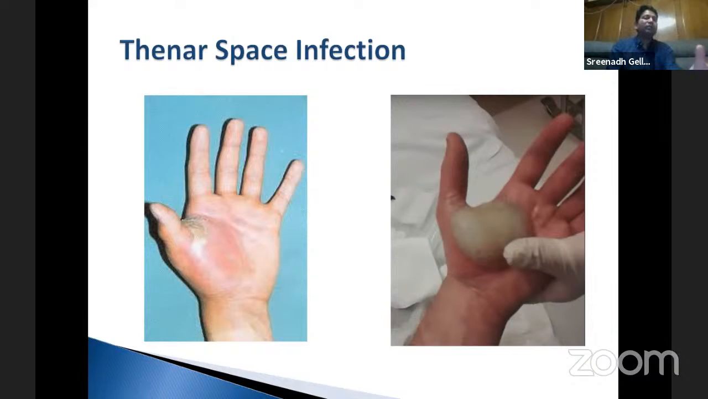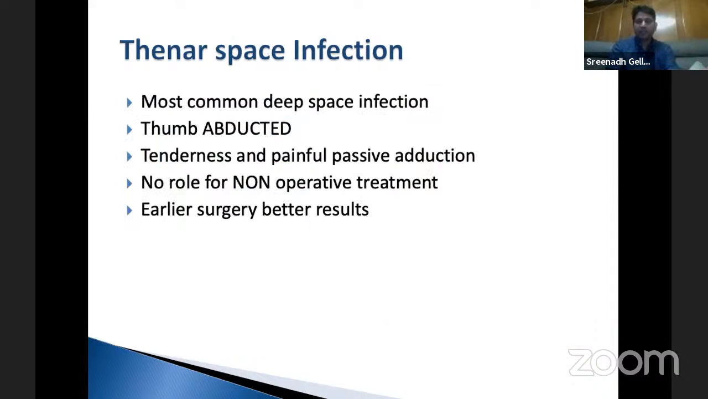You'll know in a minute why I'm emphasizing these three words. One is the thumb in abducted position, finger straight, and the swelling is predominantly on the volar aspect. So the role of non-operative treatment in these cases is minimal, and early operation, early surgery gives better results.